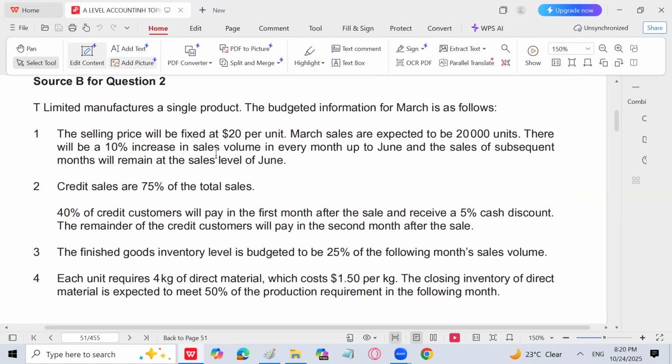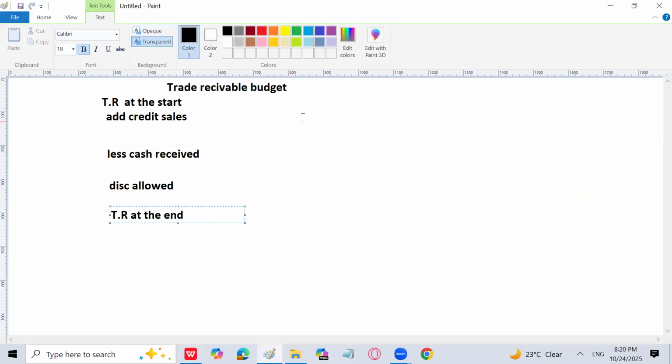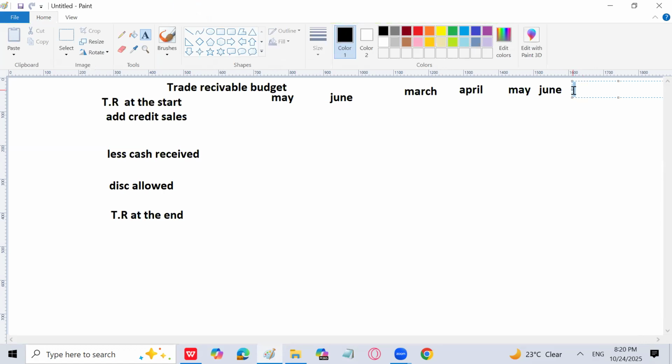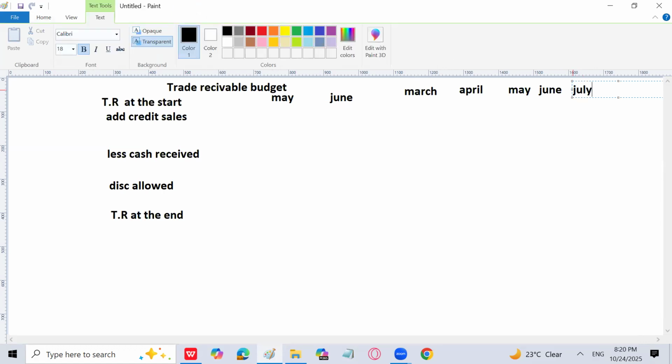The selling price will be fixed at $20. March sales are expected to be 20,000 units. So let's find the sales first. I'm going to write here March. Remember, the trade receivable budget I need to prepare is for May and June, only 2 months. What I am going to do is find the sales of March, April, May, June, and even July if given, which is not required actually.